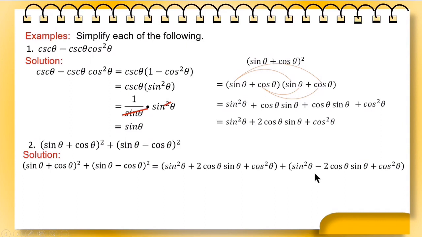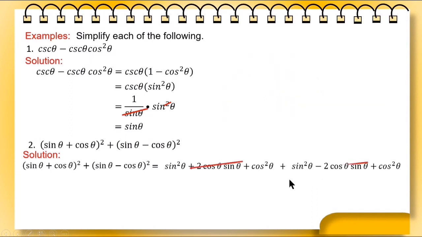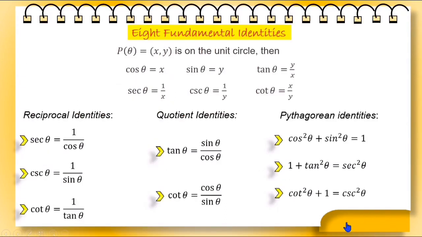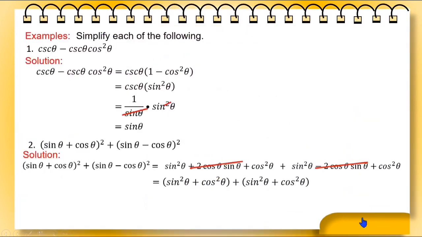We do the same process with sine theta minus cosine theta quantity squared. The only difference is the sign on the sine. From this, we can cancel out 2 cosine theta sine theta. So we have sine squared theta plus cosine squared theta plus sine squared theta plus cosine squared theta. Take note that cosine squared theta plus sine squared theta or sine squared theta plus cosine squared theta is equal to 1 from Pythagorean identities. And 1 plus 1 is 2. So that is how we simplify an expression involving circular functions.